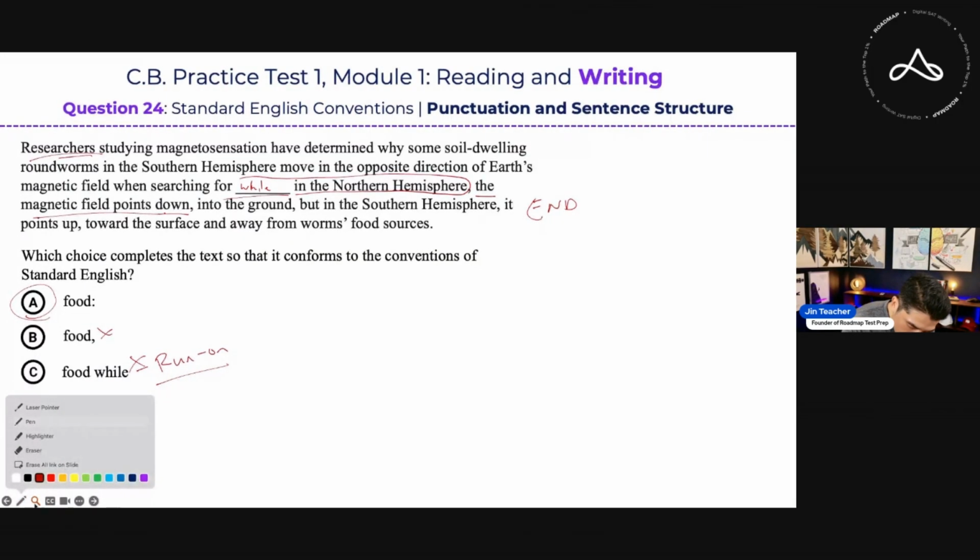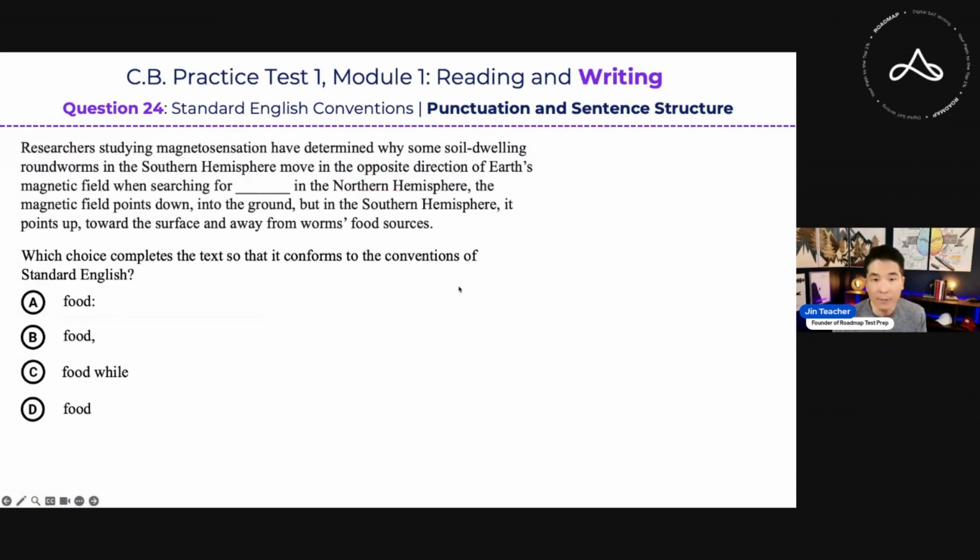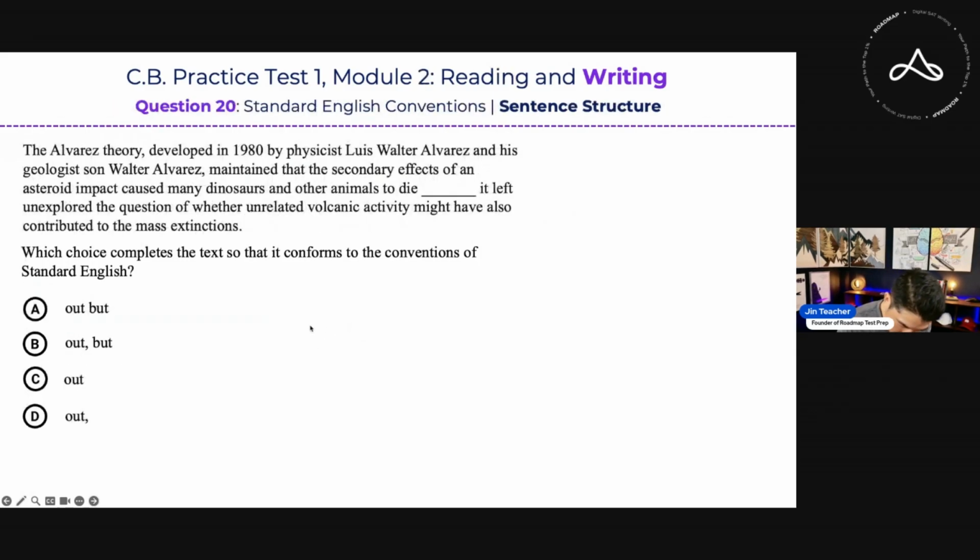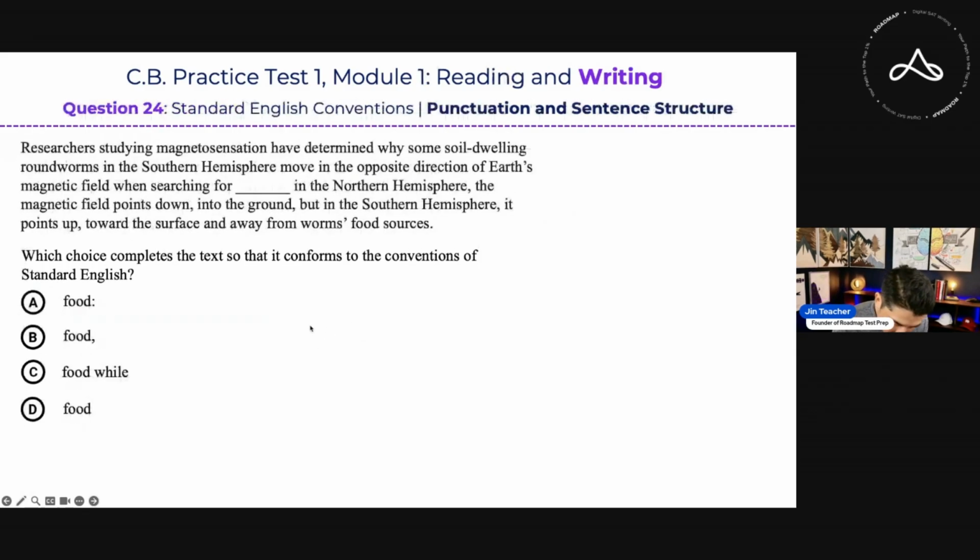Now, in the previous question, we talked about the three rules for a colon, right? Information before the colon has to be an independent clause. And that is what we have, right? We already talked about what the independent clause is: researchers have determined, and then all the way to searching for food, right? That's my independent clause.